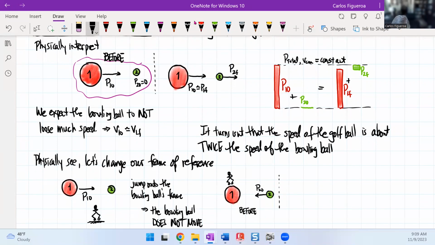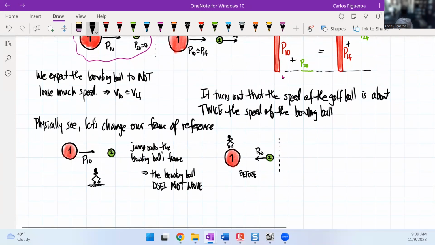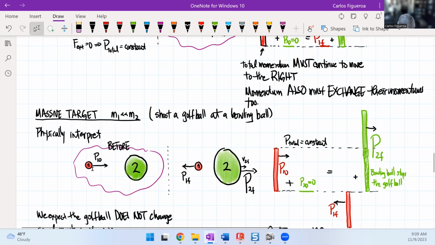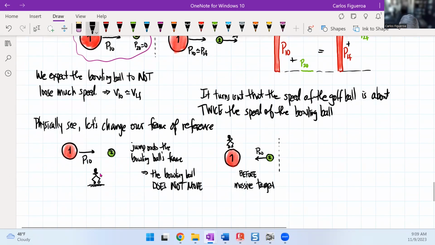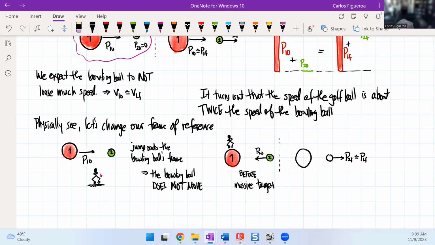But wait a minute, this is now a massive target. But we've studied the massive target. And what does the massive target say here? That the speed of the golf ball coming in is about the speed of the golf ball coming back. So now in this situation, if I look at what's happening to the speed of the golf ball, this guy essentially leaves with the momentum effectively of the same value that it has initially.